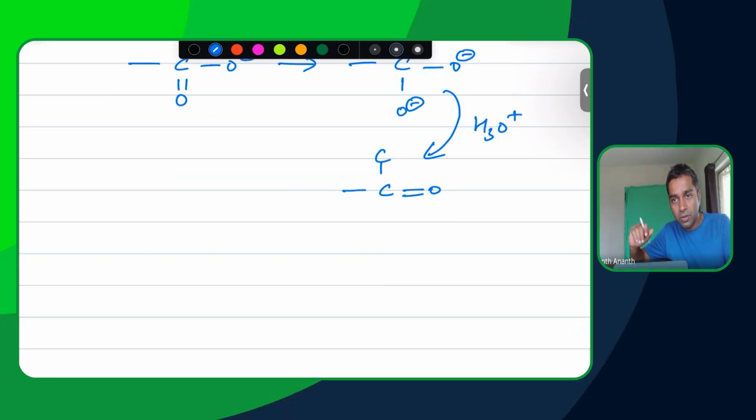Yeah, okay. So next one itself, 72. sp2 hybridized carbon atoms present in one molecule of the end product is.